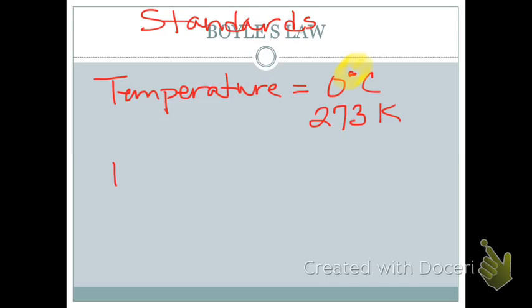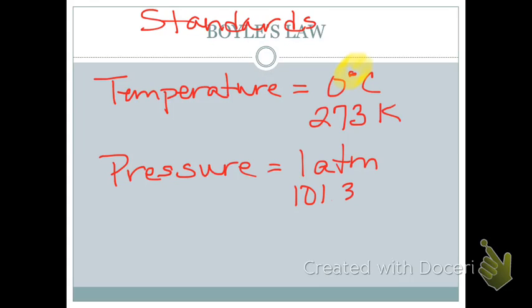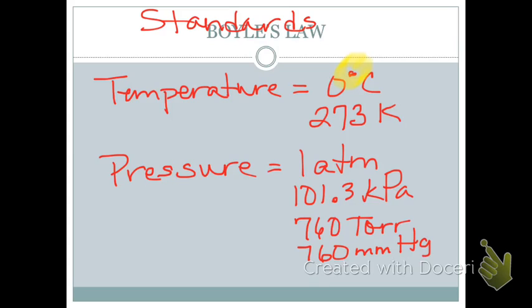Also, there are the standards for pressure. So at standard temperature and pressure, pressure is 1 atmosphere. It is also 101.3 kilopascals. It is also 760 torr, which is the same as 760 millimeters of mercury. And that is the same as 14.7 psi, or pounds per square inch. So if you haven't written that down, please write that down now so that you'll have it.